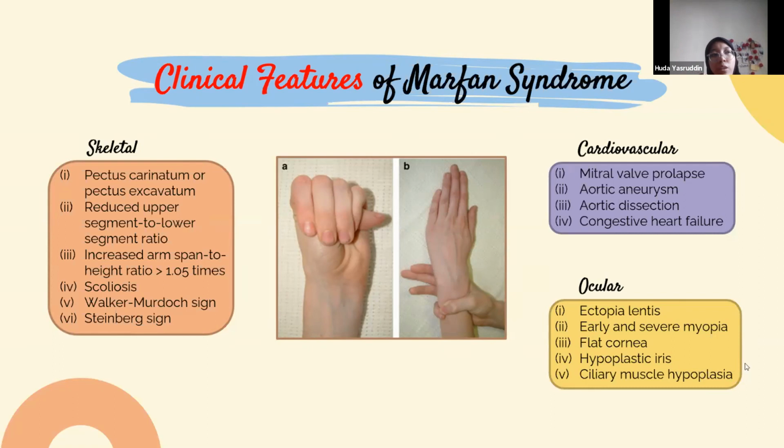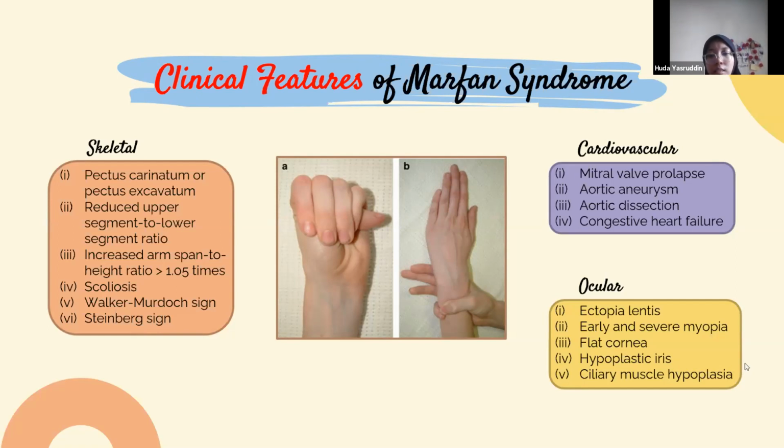However, in this patient with Marfan syndrome, it will exist just like in the picture. Okay, so the next will be the cardiovascular system. The patient may have mitral valve prolapse with or without regurgitation, and then present with aortic aneurysm and dissection. This can be life-threatening to patients, especially in children, and eventually, due to a lot of manifestations in the cardiovascular system, it may lead to congestive heart failure.